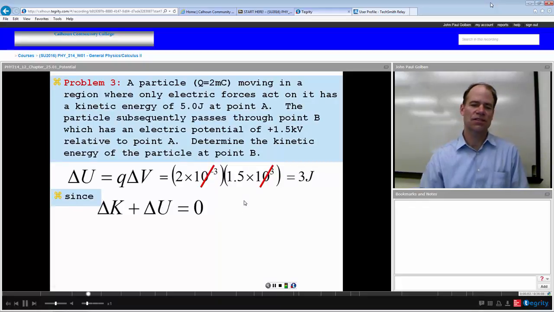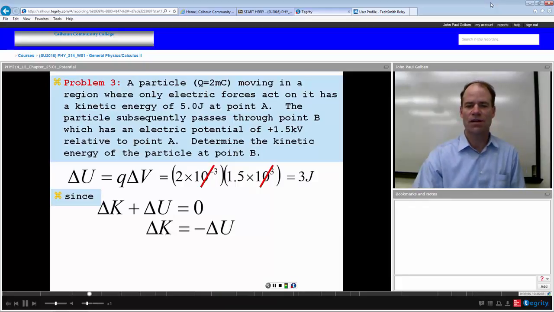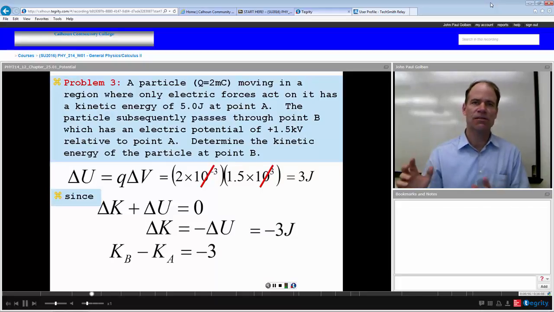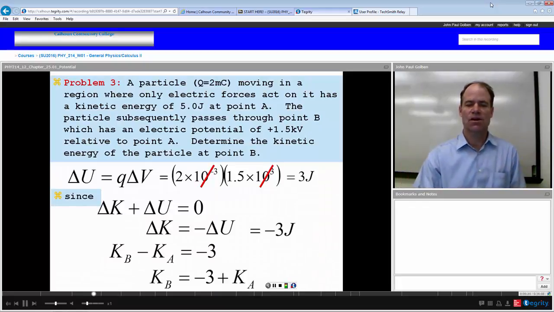Since our change in kinetic energy plus our change in potential energy is 0, we have that our change in kinetic energy is a negative change in potential energy, which would be a negative 3 joules. Our change in kinetic energy is our final kinetic energy minus our initial kinetic energy. In this case, our kinetic energy at B minus our kinetic energy at A. So our kinetic energy at B will be equal to a negative 3 plus our kinetic energy at A.